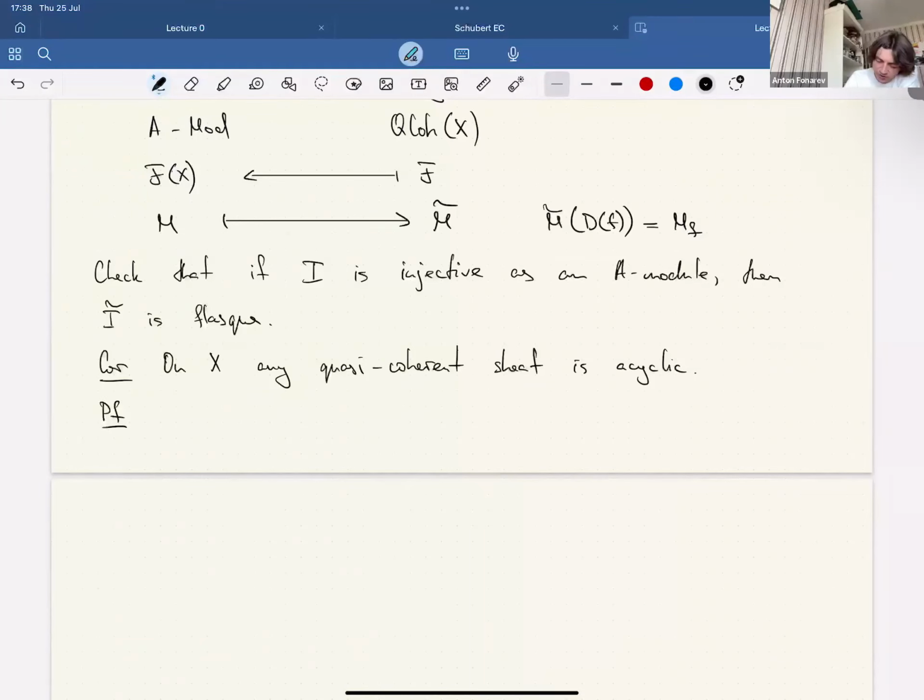So the proof: let F now be the sheaf associated to the module M, then pick a resolution for M, I0, I1, etc.